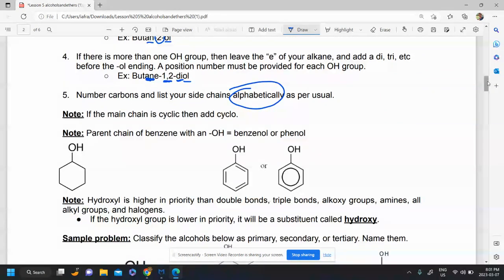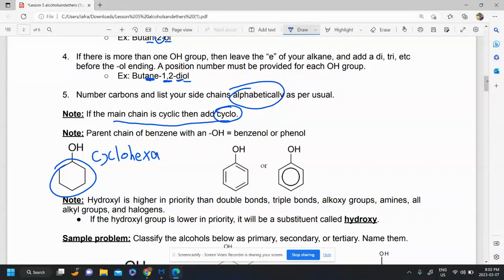As usual, if the main chain is a ring that has an alcohol in it, add cyclo to it. So for example, here there are 6 carbons, so this would be cyclohexanol, or cyclohexan-1-ol. It doesn't really matter what you say because it's just carbon number 1. If you have a parent chain that has benzene and OH, we call it benzenol or phenol. Either one is used. You can use them interchangeably.